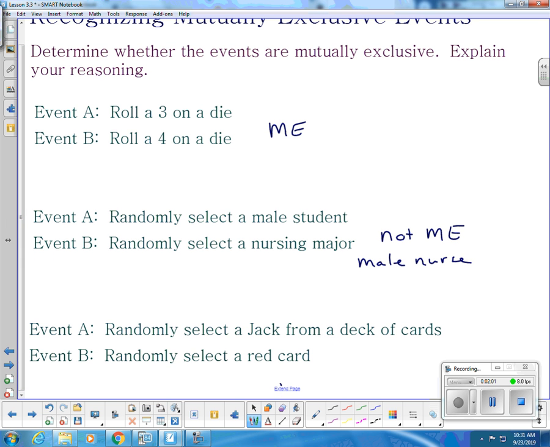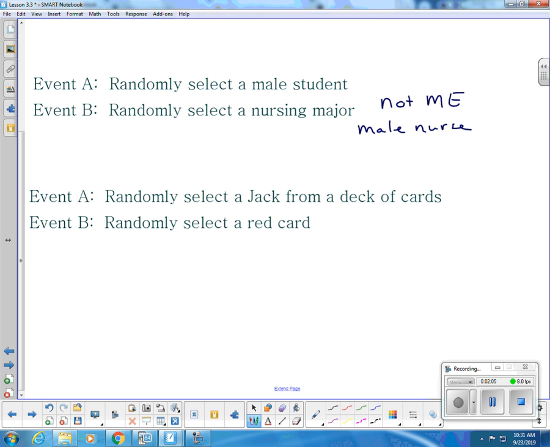Jack from a deck of cards and a red card. Are they mutually exclusive? No, because you can have a red jack, right? Jack of hearts and jack of diamonds. So not mutually exclusive. Easy enough.